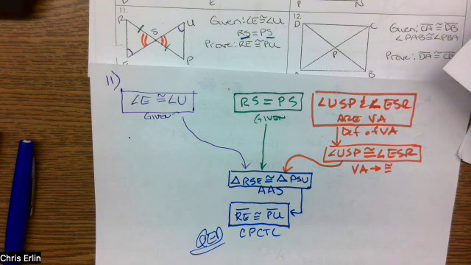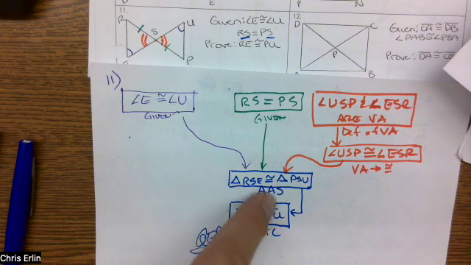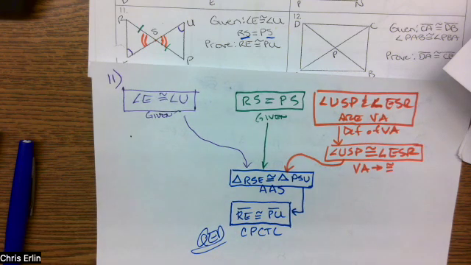CPCTC can only be used after triangles are proven to be congruent, like this. Then you get to say if the triangles are congruent, then any pair of matching corresponding parts are also congruent. Okay, you guys have the work period.